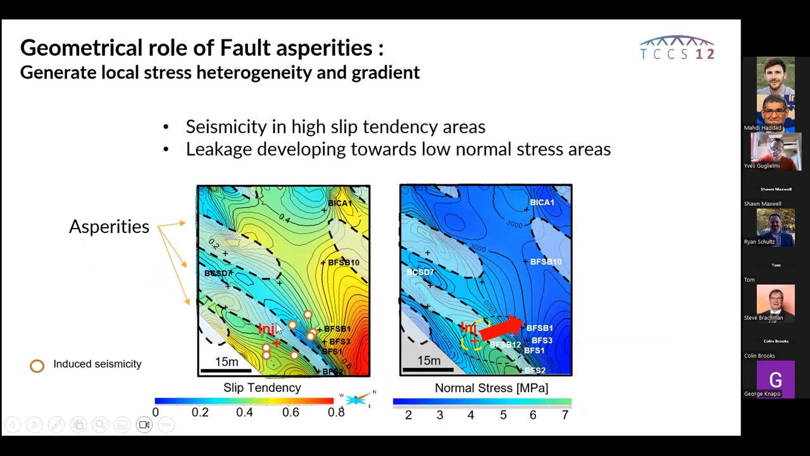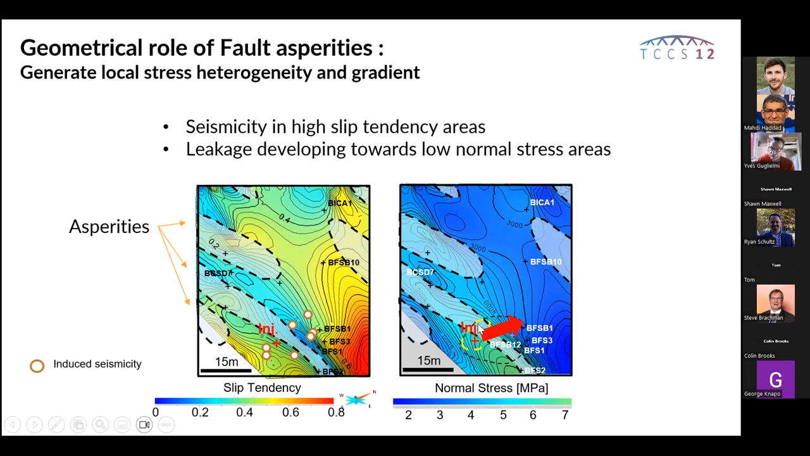Here, what you are seeing is a map front view, I would say, of the asperities on the fault surface. You see these grayish, I would say, patches. And if you start, for example, on the right, the propagation globally, I would say, of the leakage is like the red curve. And you see that obviously it could be interpreted as quite perpendicular to the orientation of the asperities.